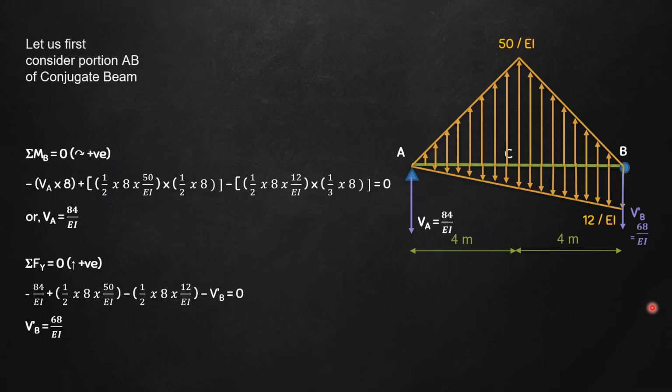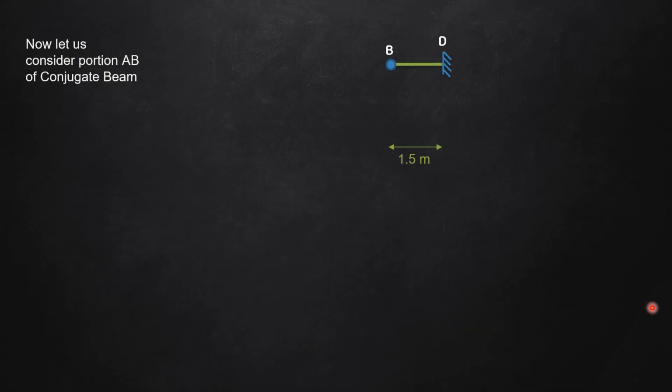Now, having known this, I can consider the right portion of the internal hinge, that is BD of the conjugate beam. Here we have an internal hinge B and a fixed support D, and the loading on this part is just this small triangular load of 12 divided by EI for the span of 1.5. From the previous slide, what do we know? That the value of V double dash B is 68 divided by EI in the upward direction. Why? Because V dash B was 68 divided by EI in the downward direction. So at the internal hinge, the shears are equal and opposite.